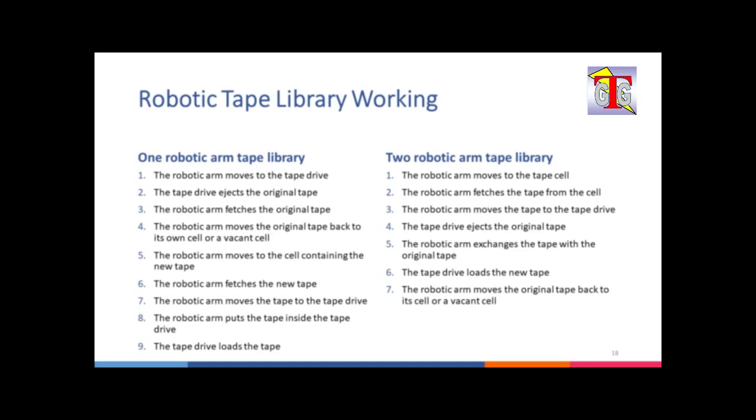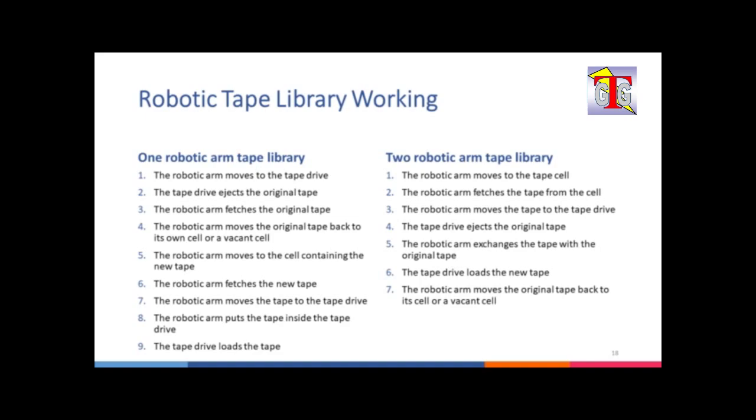Then the robotic arm moves the original tape back to its own cell or a vacant cell. Now, the robotic arm moves to the cell containing the new tape, and the robotic arm fetches the new tape. Then the robotic arm moves the tape to the tape drive. The robotic arm puts the tape inside the tape drive, and the tape drive loads the tape.